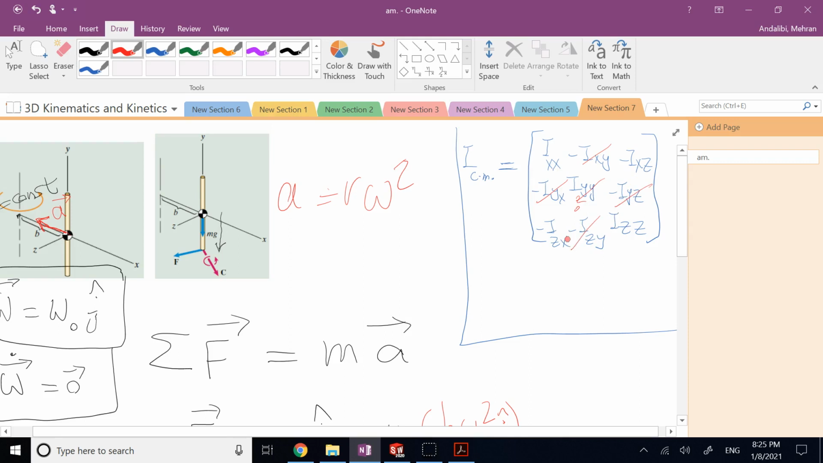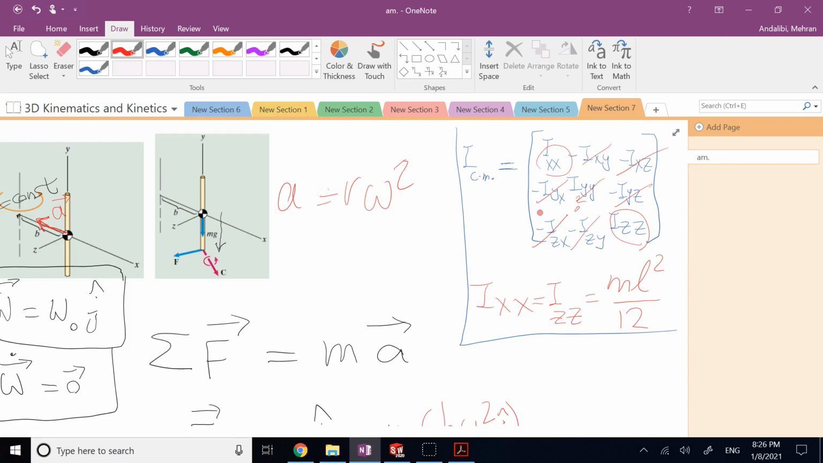What about IZX? Well, X and Z are also axes of symmetry of the object, so IZX is also 0. So the only non-zero I's you have are IXX and IZZ, and how much are they? They are the same thing, and if you remember, for a slender bar of length L and mass M, I about the centroid is ml squared over 12. So that's your I matrix. It only has two non-zero elements here, and everything else is zero.